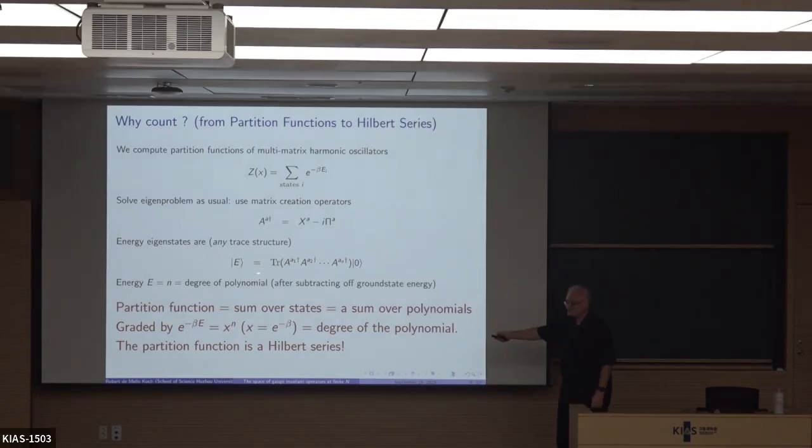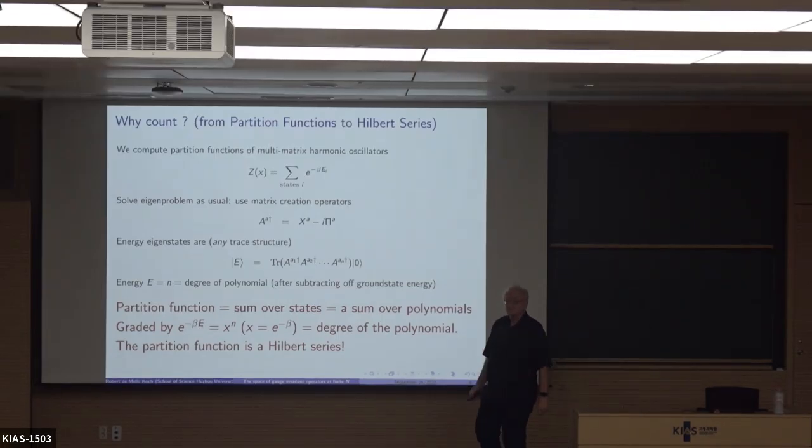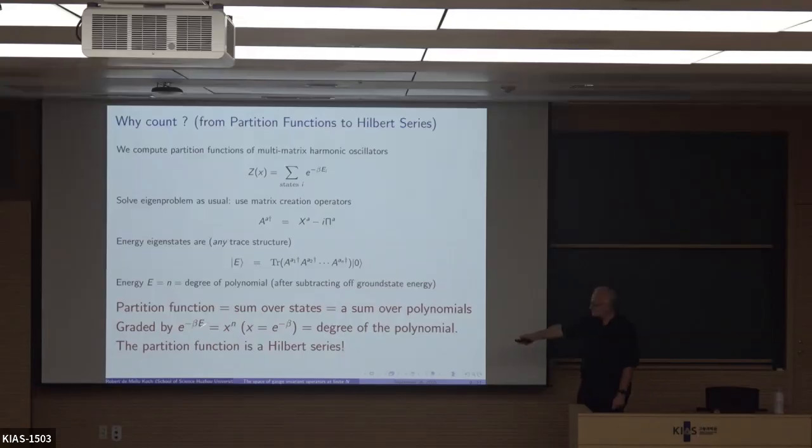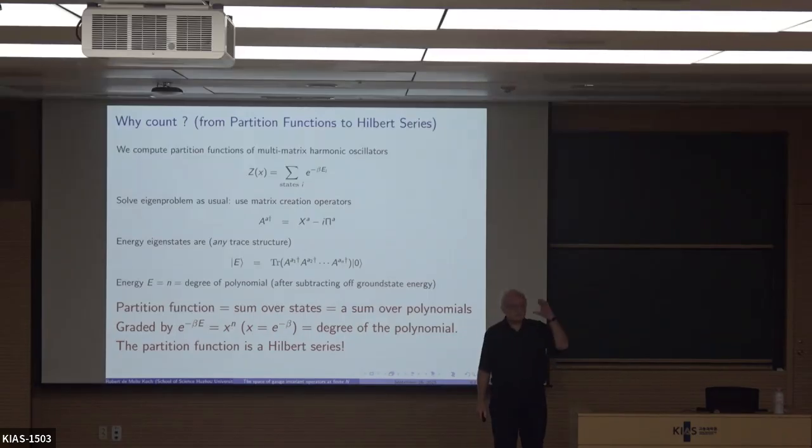More than that, if we look at the energy of this, I'm going to subtract off the ground state energy so that my energy is just given by the number of A daggers. I'll assume my oscillator has a level spacing of 1. In that case, the energy is just given by the number of A daggers, which is the degree of the polynomial. So when I'm calculating this partition function, I'm doing a sum over states, which I can say is a sum over polynomials. And I'm weighting each state by e to the minus beta E, or equivalently, I'm weighting each polynomial by x to the n, where n is the degree of the polynomial. But summing the polynomials weighted by x to the n is exactly what the Hilbert series is. So this partition function for the matrix oscillator is just calculating a Hilbert series.